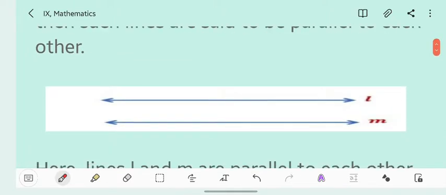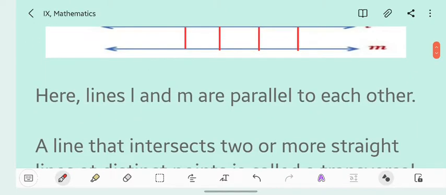Okay, so look at these lines L and M. The perpendicular distance between these two lines, this is a perpendicular distance, is equal, right? Perpendicular distances are equal here. Here lines L and M are parallel to each other.